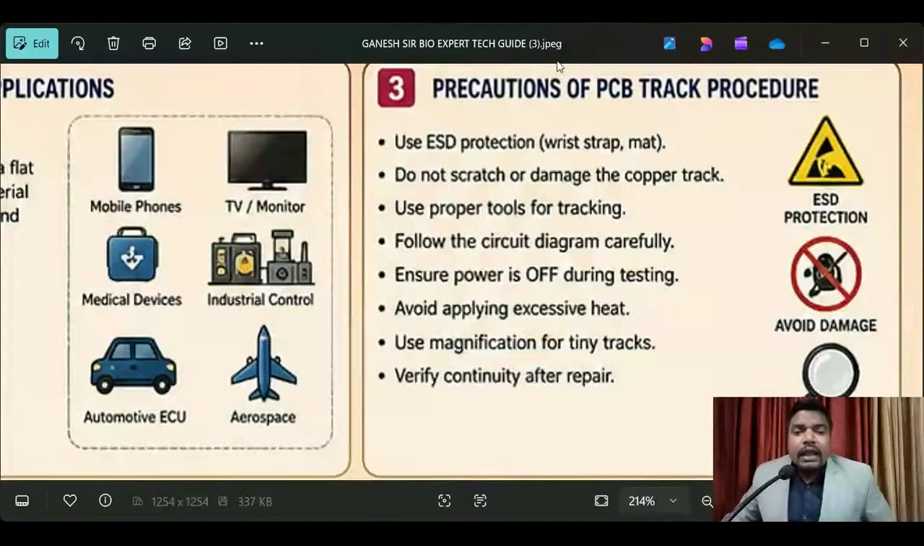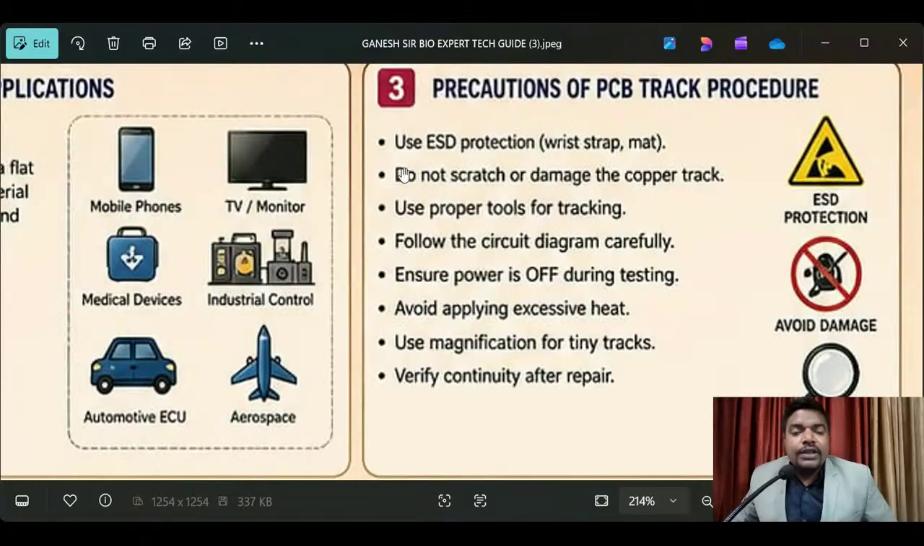Listen carefully. Now come to the point, my dear engineers. The third point: precautions of the PCB track procedure. This type of explanation, awareness and career guidance is very, very important to all biomedical engineers. Why did I fix it like this today? Because when I was a junior, I needed this type of experience and these points from seniors. Somewhere I got them, but still I'm thinking, that's why today I want to give information which is important to all biomedical engineers.